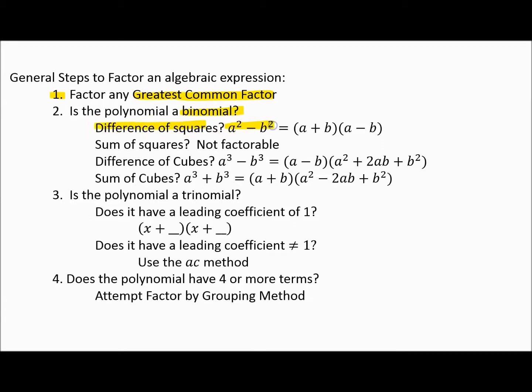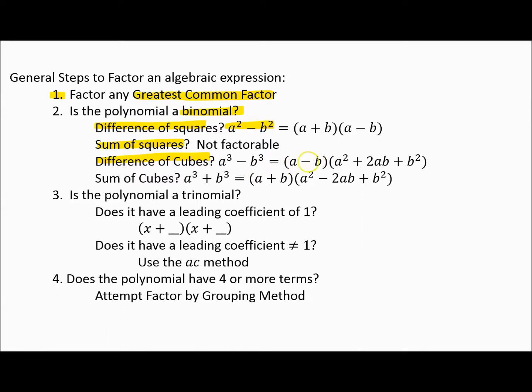And what that looks like is a squared minus b squared. If you'll recall, that's a plus b times a minus b. Or is it a sum of squares? If it is, like a squared plus b squared, it's not factorable. On the other hand, do you have a difference of cubes? A to the third minus b to the third. There's a formula for that.